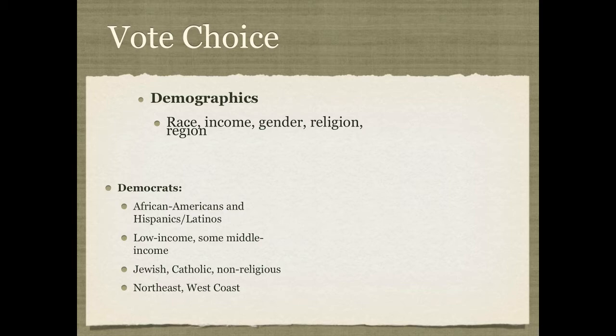But Democrats tend to do much better among African Americans, Hispanics, Latinos, and other racial minorities. They tend to do better among low income and somewhat better among middle income, though it's much more of an even split there. They tend to do better among Jewish, Catholic, and non-religious citizens, and among residents in the Northeast and the West Coast.